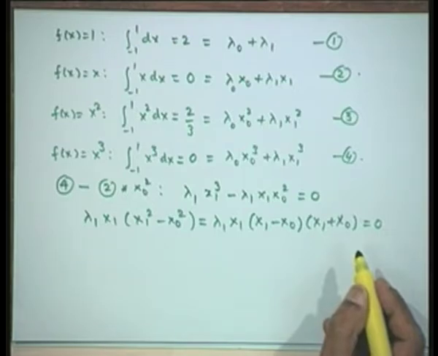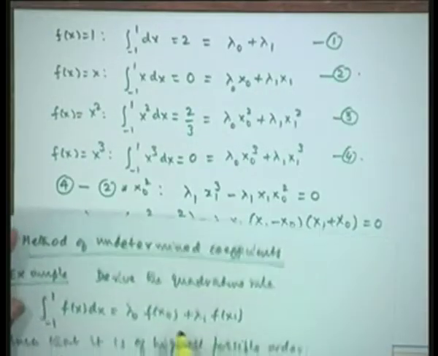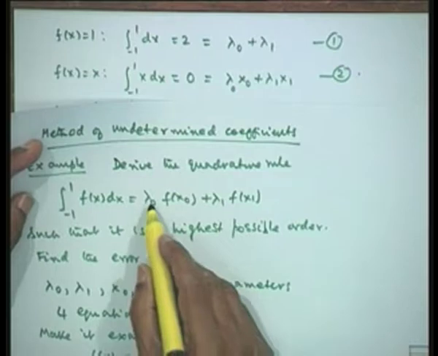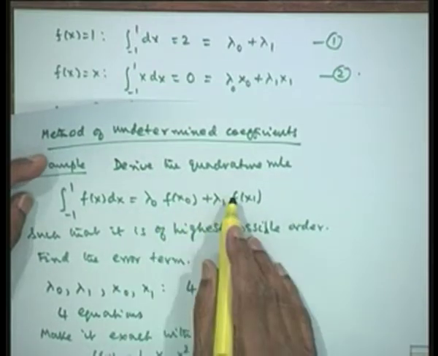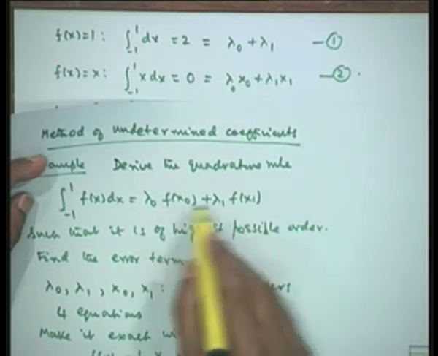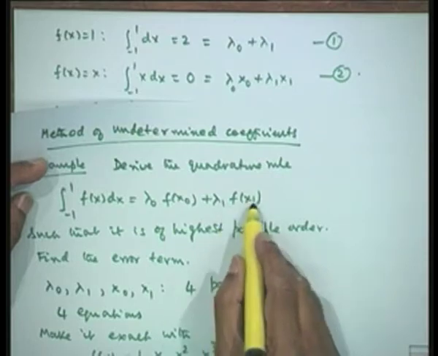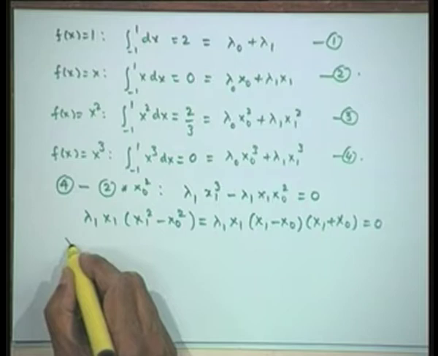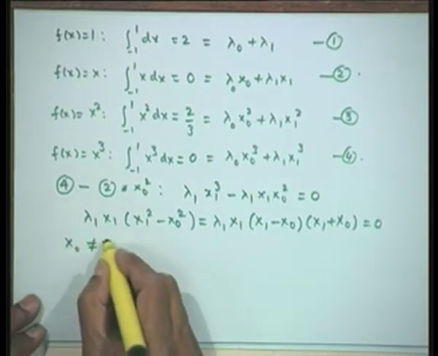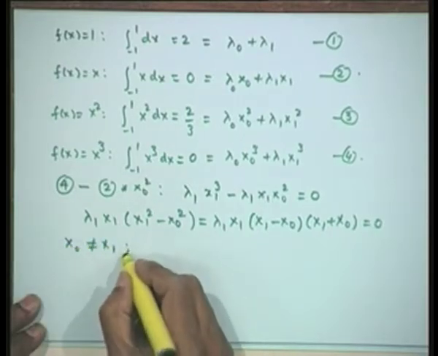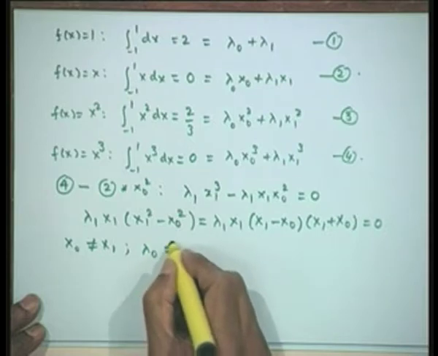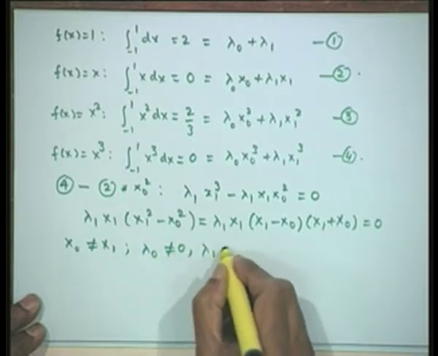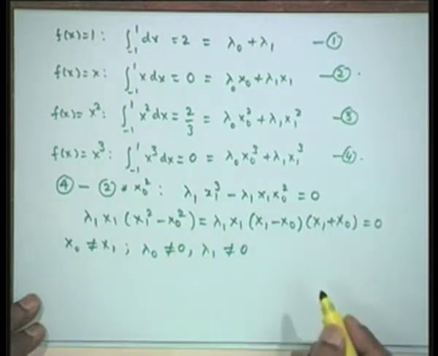Now in the method that is given to us, this is the method that we have been asked to derive. Lambda naught and lambda 1 are not equal to 0, and these are distinct abscissas, so x naught is not equal to x 1. Therefore we need to consider that x naught is not equal to x 1, that is given in the problem. The weights are not equal to 0, so lambda 0 is not equal to 0, lambda 1 is not equal to 0. So these are all the properties of the given quadrature rule.